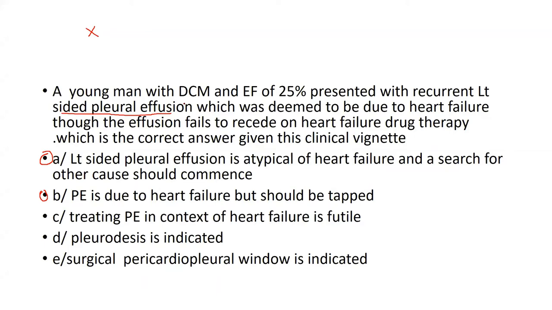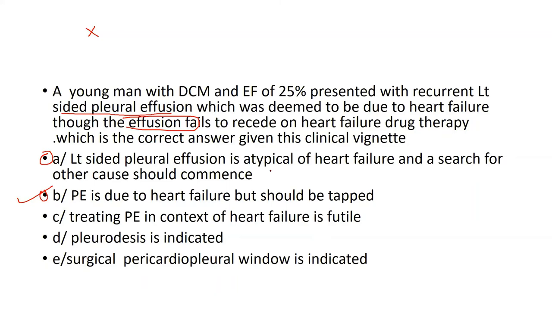So the hydrostatic pressure is equally increased in both pleural cavities, but because the patient tends to lie more on his right side than on his left side, there is more right-sided pleural effusion than left-sided. But the most important point here is that left-sided pleural effusion does not exclude heart failure as a cause, never at all, okay? So in this case, we are going to choose B as the right answer. Because sometimes if the patient has pleural effusion, the response to diuretics is not so good. It's encysted fluid and stuff like that, and if it's contributing to the patient's dyspnea, you had better tap it.